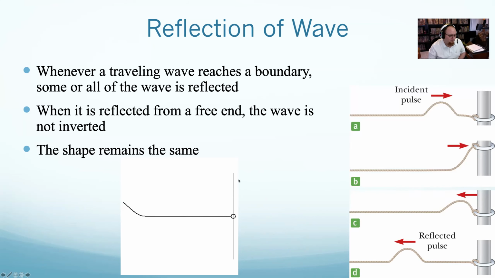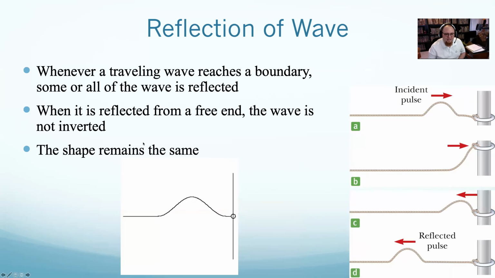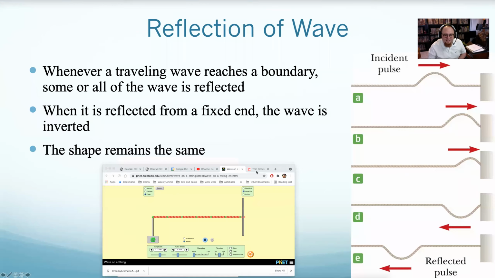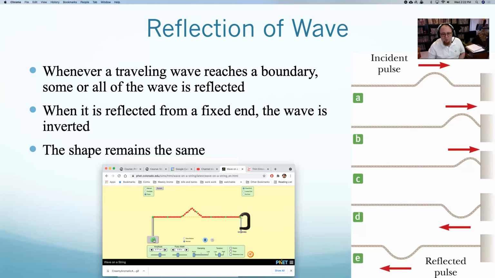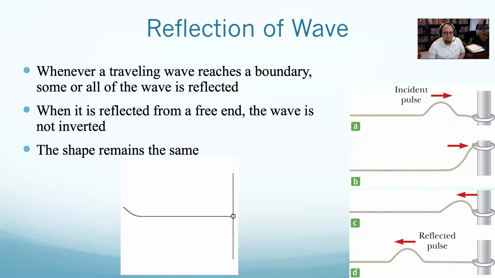However, if instead the boundary is fixed, when the wave hits the end and it bounces, it'll come back inverted. These ends are fixed, so whenever it hits the fixed end, what was up is now down, what was down is now up. And that'll happen anytime a wave hits a fixed end, that it'll invert itself. So fixed end, you get inverted. Free end, you don't.